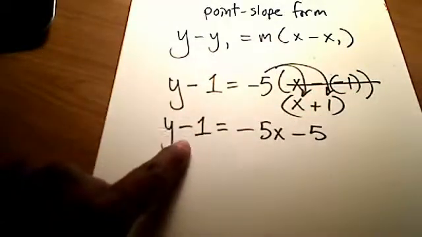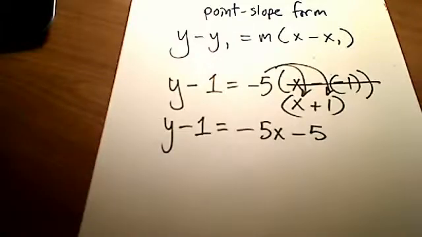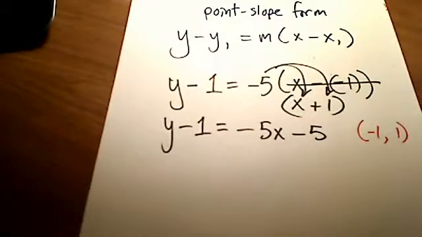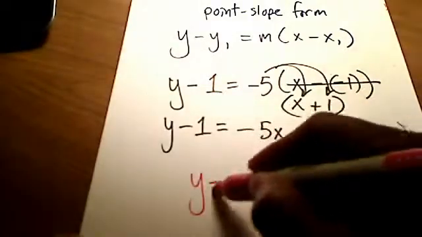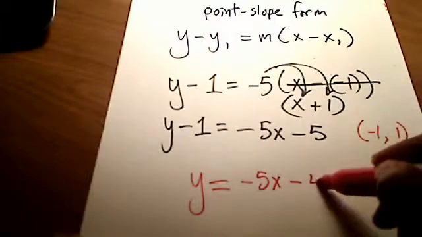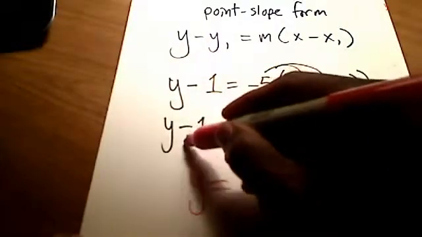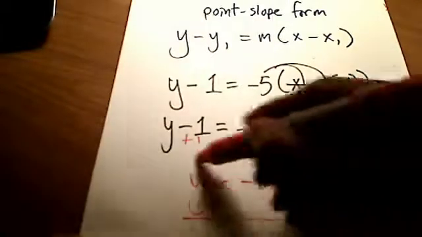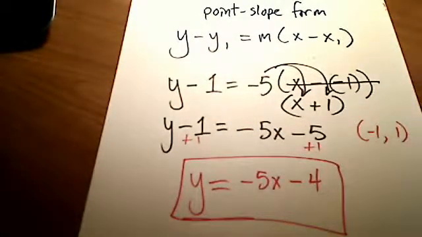All right, one last thing. Let's just add 1 to both sides, and my final answer for the equation of the tangent line at the given point of -1 comma 1 is y equals -5x minus 4. So I'm simply adding 1 to both sides here. That's all I'm doing. Final answer, there we go. Hope that helps.